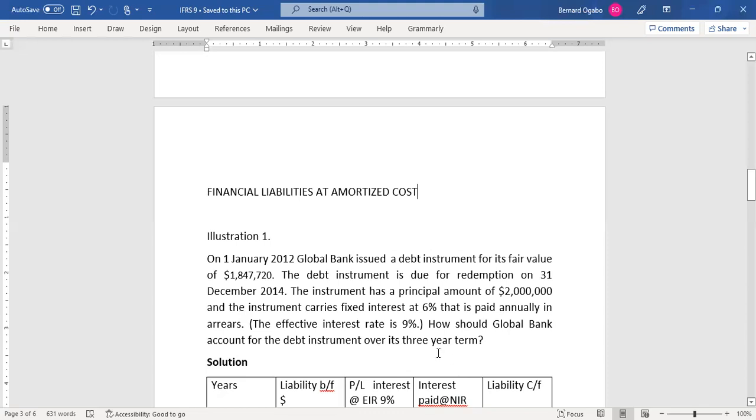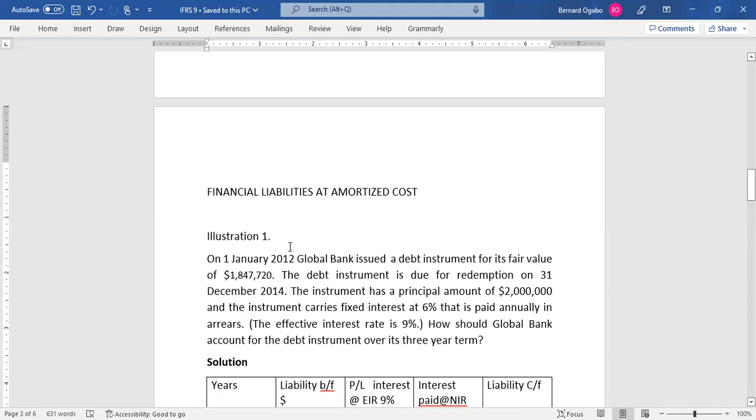So here we have the fair value of the instrument, which we can call the amortized amount. Then we have the principal amount of the instrument. Then we also have two interest rates: the nominal interest rate, the par value interest rate attached to the instrument, and the effective interest rate. So here you have two values. They ask, how should Global Bank account for the debt instrument over the 3-year term? This is simply what you do.